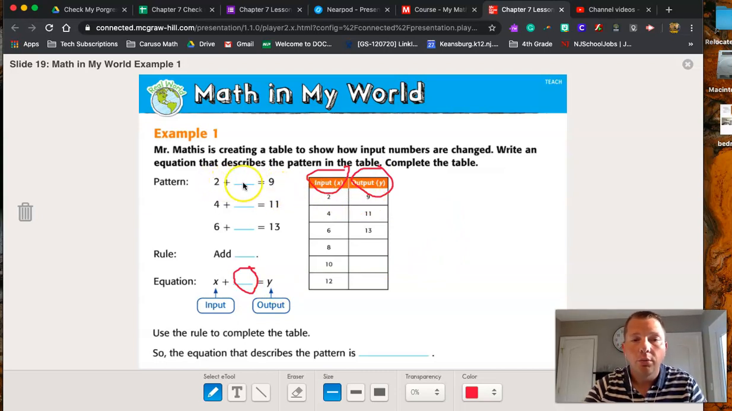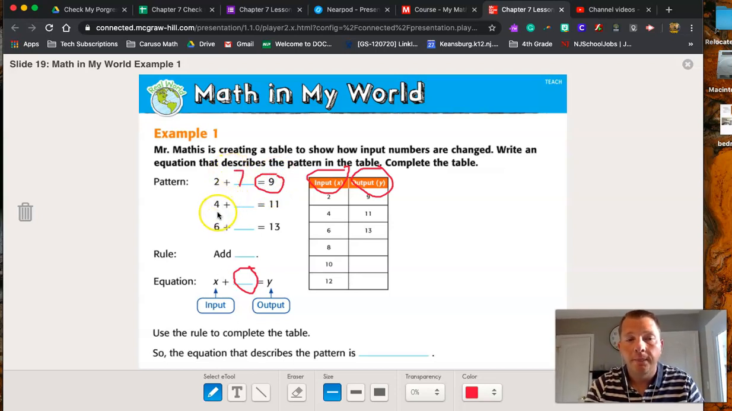We got 2 plus what is going to give us our output of 9. And we got to figure out, well, 2 plus what is 9? 7. Let's see if that continues. 4 plus what is 11? 4, 7, 8, 9, 10, 11. Yep, keeps on going with 7. 6 plus 7 equals 13. So the rule, and this is what we did last week, was the rule was to add 7.